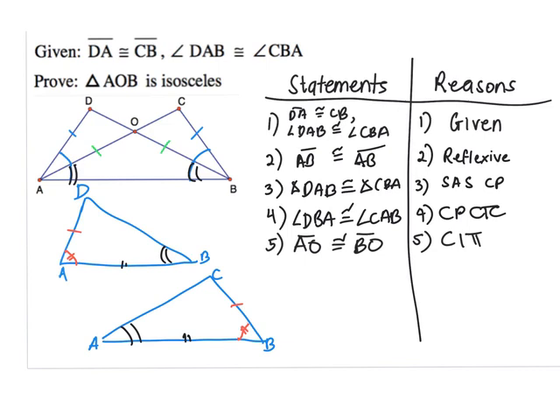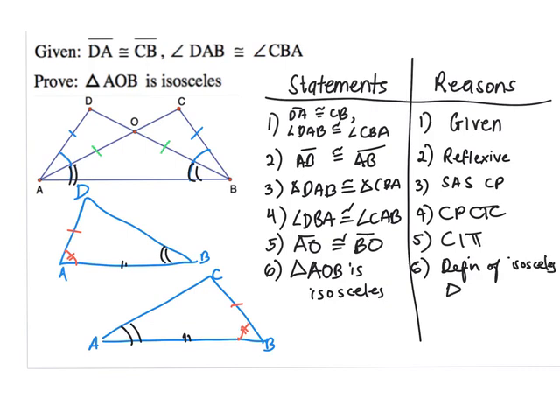So now, can we say already that AOB is isosceles? Yes, we can actually say that because of the definition of isosceles triangle. So we can conclude that already. We can put that as our last statement. And that's the end of the proof.